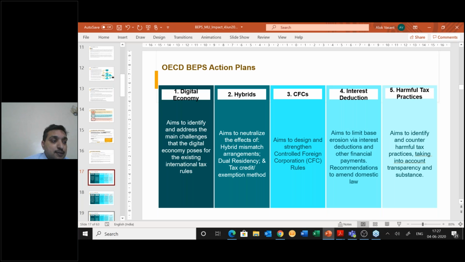Action plan 5 is essentially reporting of harmful tax practices which countries may be following, and this also included countries having patent box regimes, or countries having very low taxes, or countries even having a system where they could agree for a lower tax rate with companies and all that. So there is a reporting mechanism which has been put in place. The idea is to bring in more transparency and ensure that there is substance in those countries where multinationals put their offices.